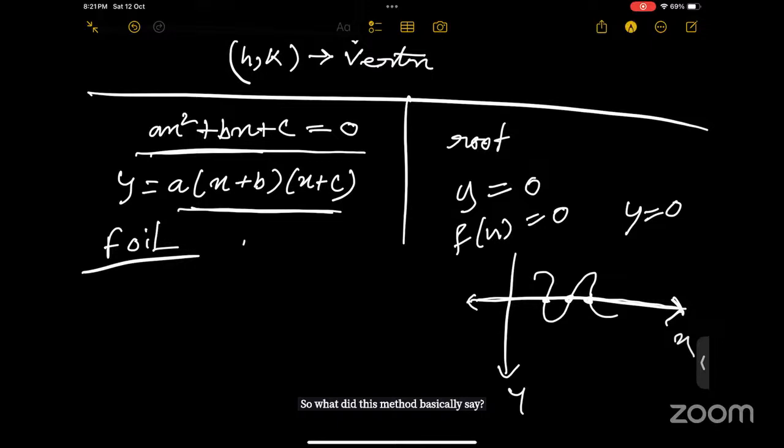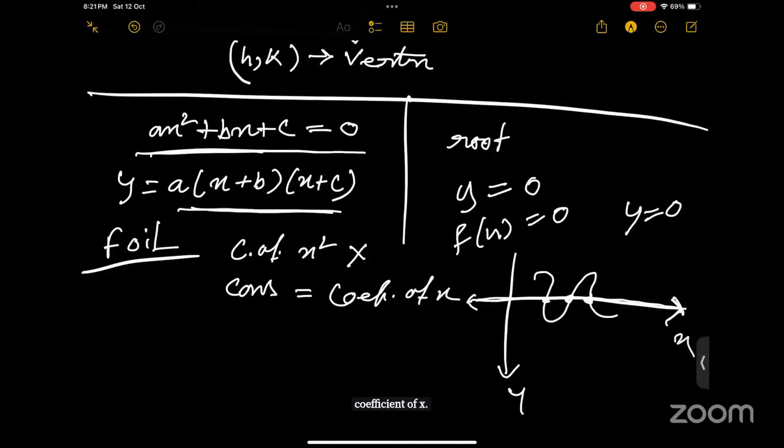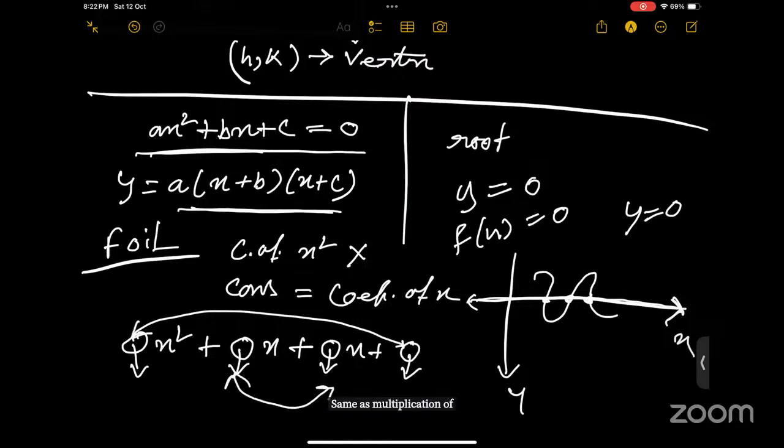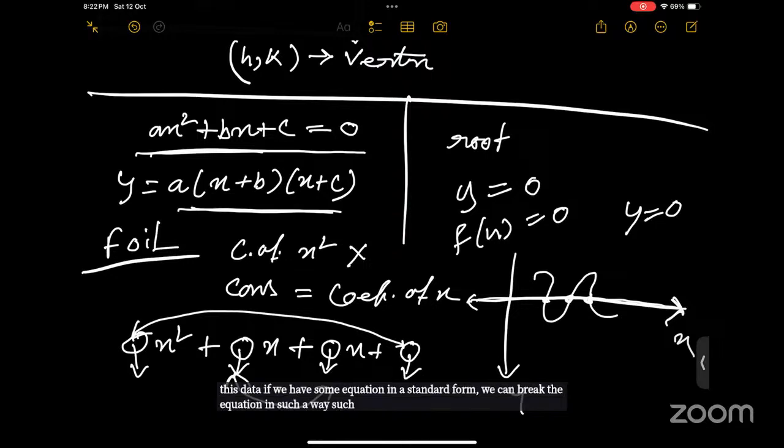The coefficient of x square in multiplication with the constant term is basically equal to the multiplication of the coefficients of x. If we simply represent this like that, the coefficients, okay, these are the constant. So multiplication of these two terms will be same as multiplication of these two terms. If we have some equation in a standard form, we can break the equation in such a way such that this holds, then we will get the intercept.